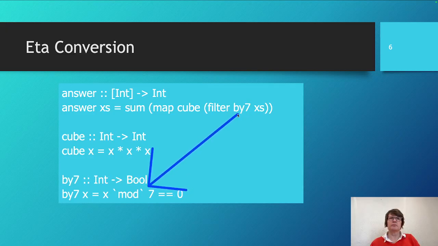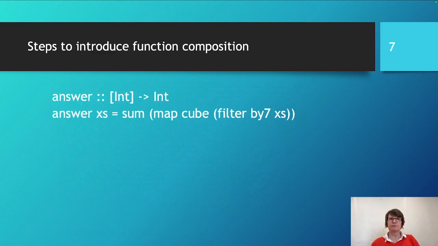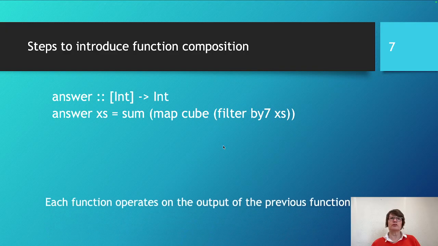That's by 7 there. Okay. So we're going to try and rewrite it and then get rid of the xs if we can. We can't get rid of the xs in this case because it's in the middle of a bracket, and we don't know how entrenched it is in the others. So the first thing we have to do is try and rewrite that using function composition.